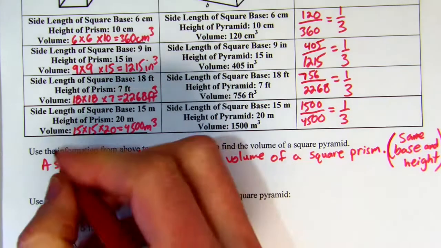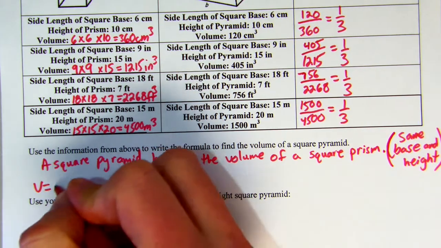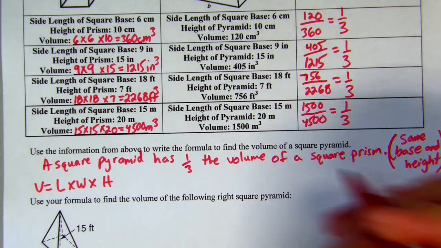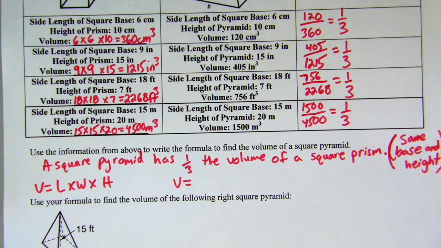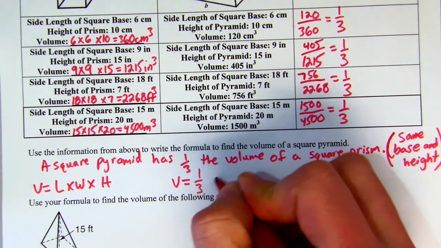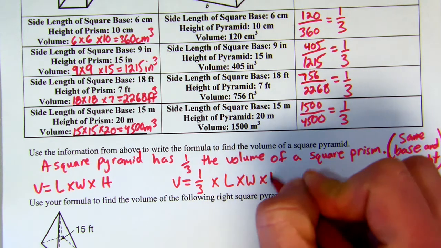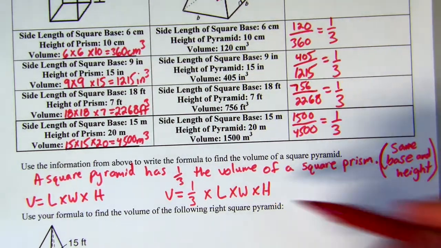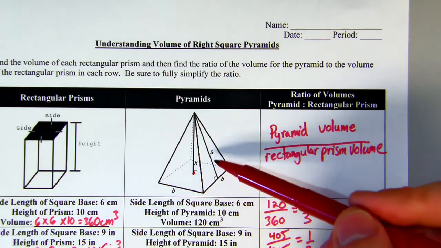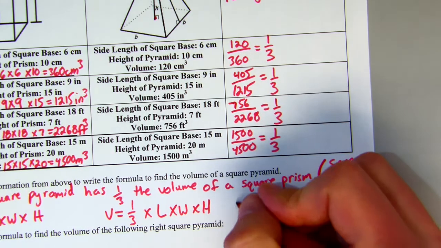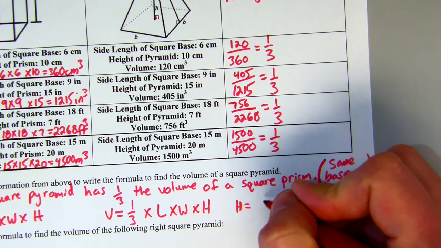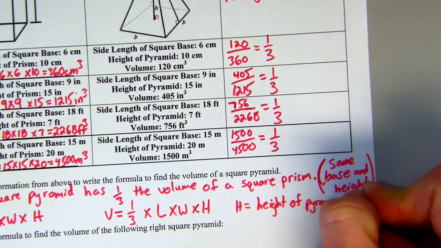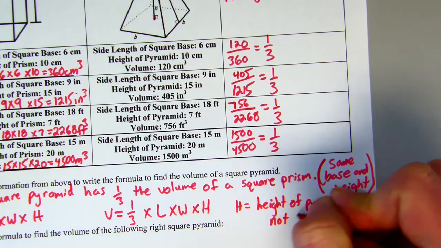Alright, so my original equation for my rectangular prism is volume equals length times width times height. So if I think of it as 1/3, my new equation for my pyramid is going to be volume equals 1/3 times length times width times height. Now, like I stated up above, I want to make sure that my height is the height of my actual pyramid, not the height of the slant. Okay, so very important that our height is the height of the pyramid, not slant.